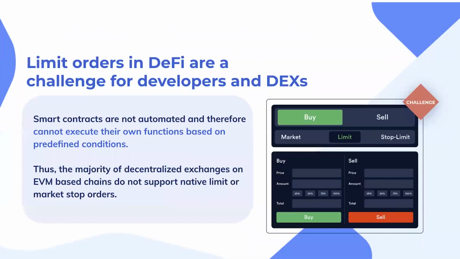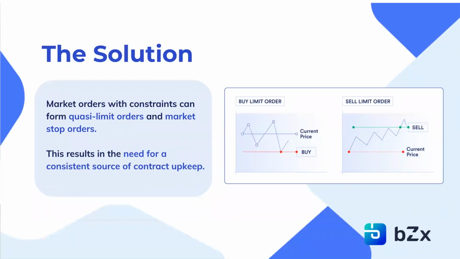So the challenges of limit orders in DeFi are that on EVM-based chains, there is no native limit or market stop order based exchange that has major adoption. And smart contracts can't automate their own execution, as we all know. That's the whole need for Chainlink Keepers here. So this has resulted in a solution needing to be built for the support of limit orders and market stop orders for bZx.